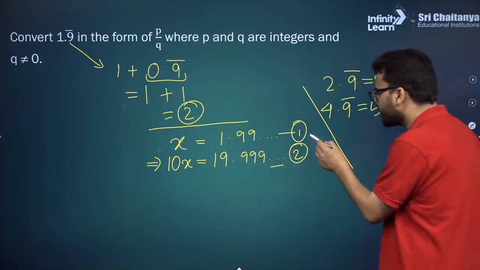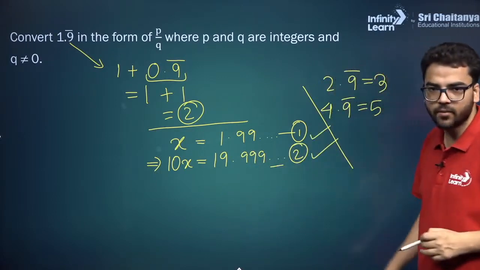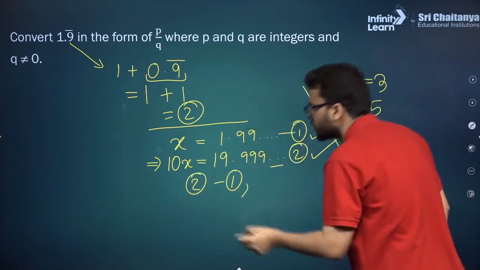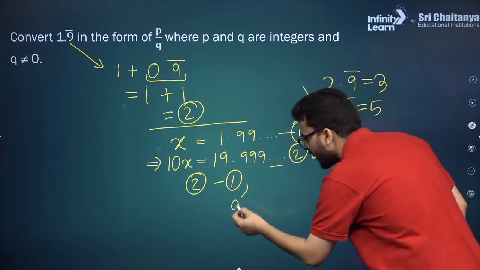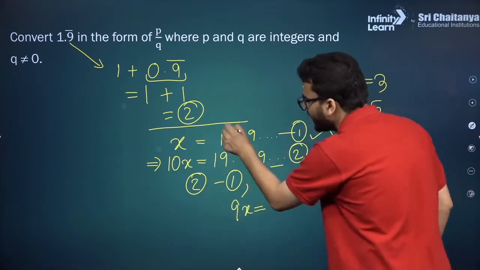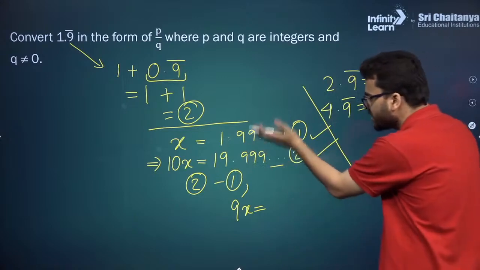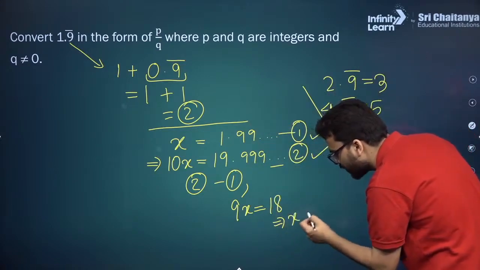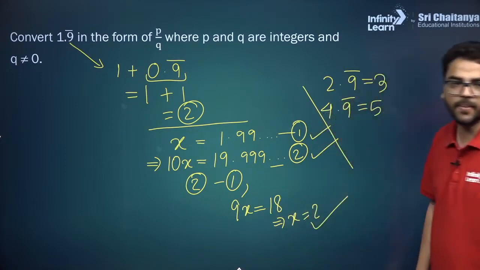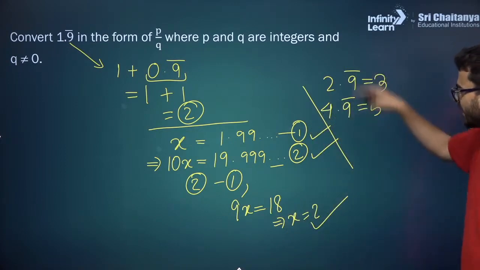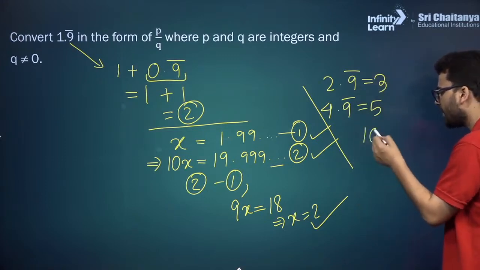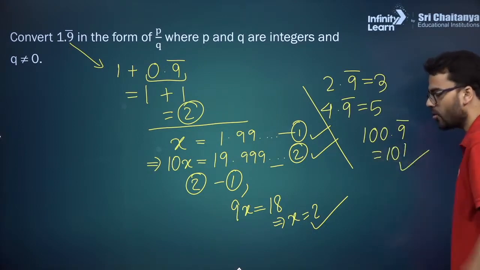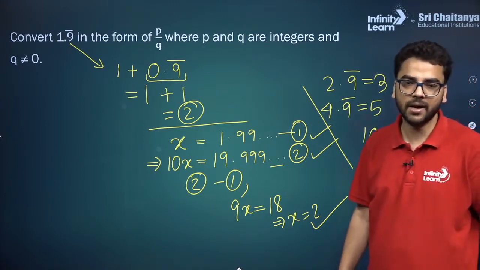So what will I do? I'll subtract the first equation from the second equation. So 10x minus x is equal to 9x, and this is equal to 19 minus 1 is 18, and the decimal part will vanish over here. So this is 18. So therefore x is coming out to be equal to 2 or not? Tell me. It is coming out to be 2. In the same manner you can do all of them. Suppose you have got 100.9 bar over here. What will you say? This is 101. I hope it is clear to everybody in this session, right?